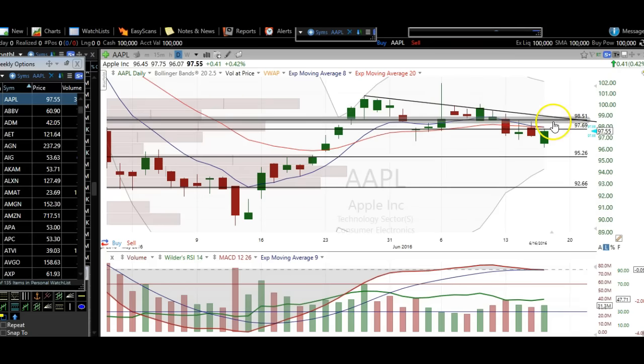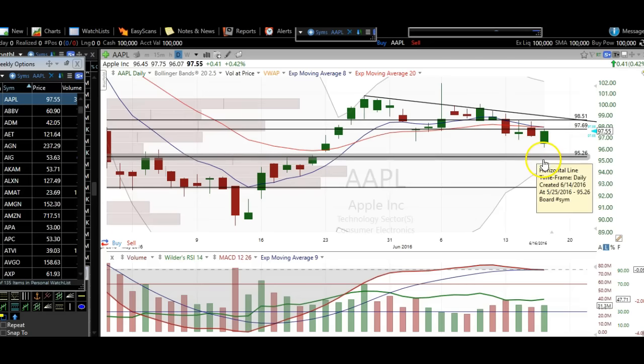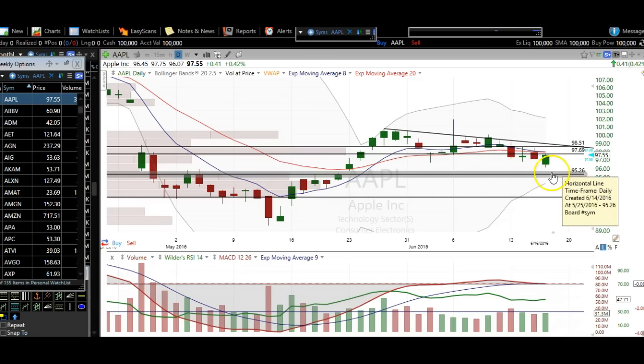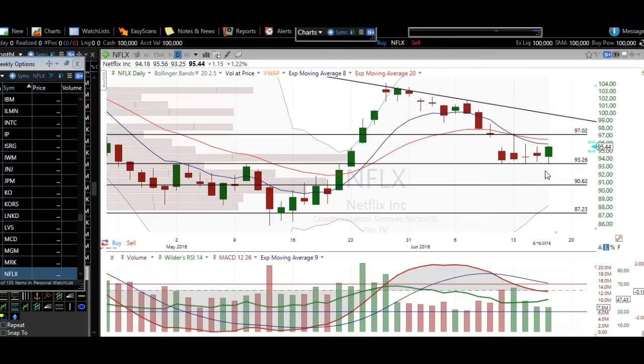So we saw a little bit of bullish action on the market today, so we could get a little pop up here intraday, but I believe that will be a rejection zone, and then eventually we're going to be coming down to retest this 95.25 area on Apple. The support below that is right around 92.66, but let's take it one level at a time. Next level is that 95.26.